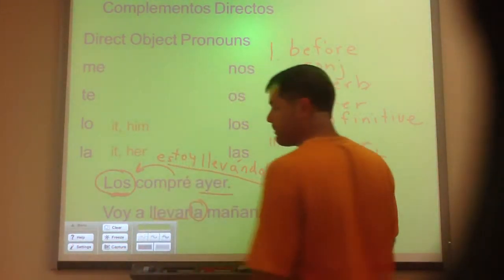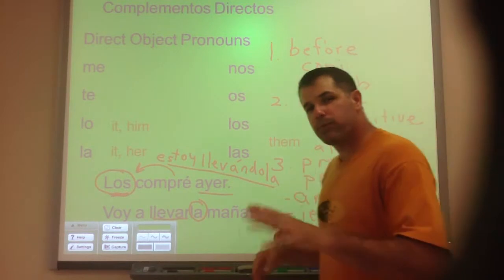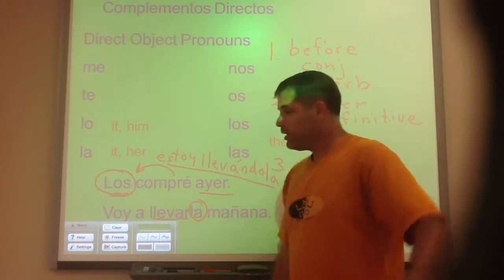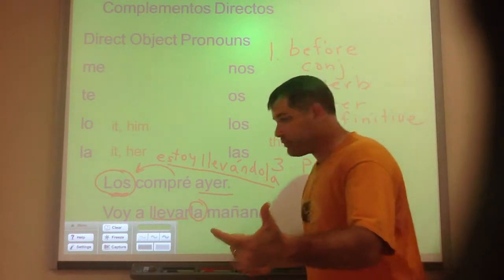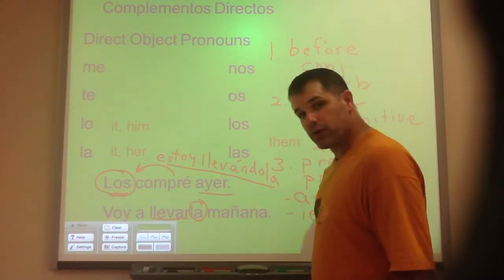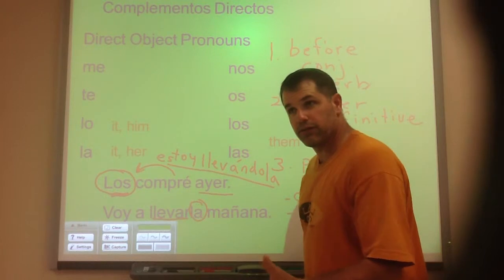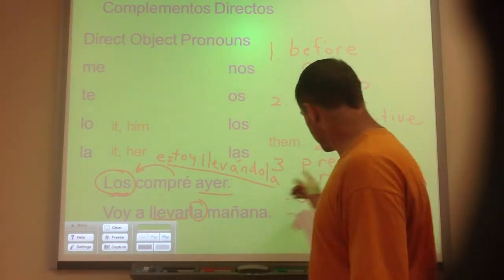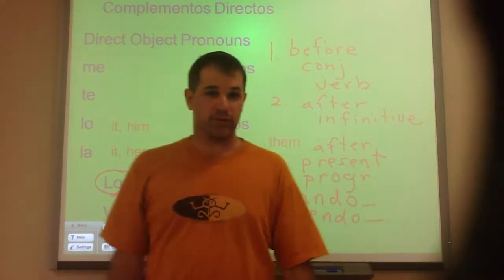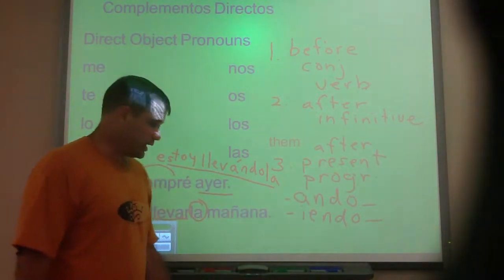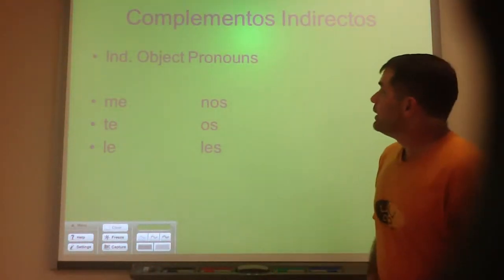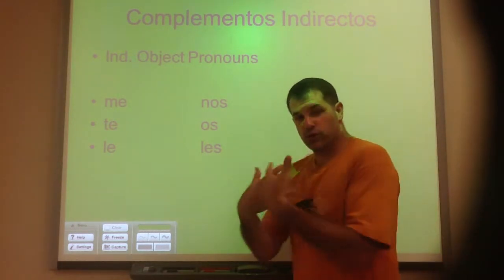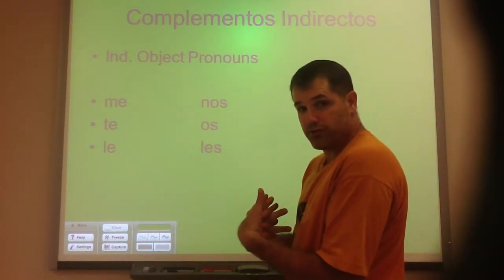Okay, so those are the three basic places for now. There is a fourth, but we won't talk about that until later. There's a fourth place those pronouns can go. But for now, we're going to talk about that the pronoun can go before a conjugated verb, after an infinitive, or after and attached to a present progressive participle, ando or yendo. Okay? Now, so those are direct object pronouns. Those are the ones that actually receive the action of the verb.